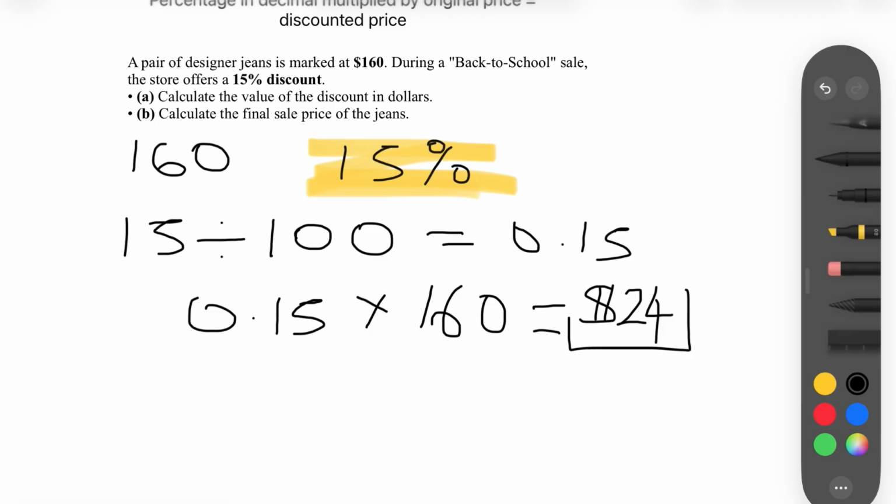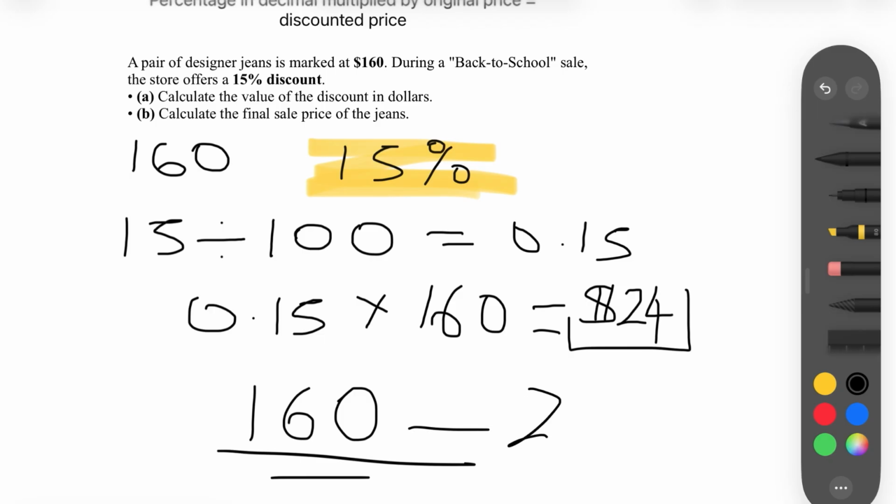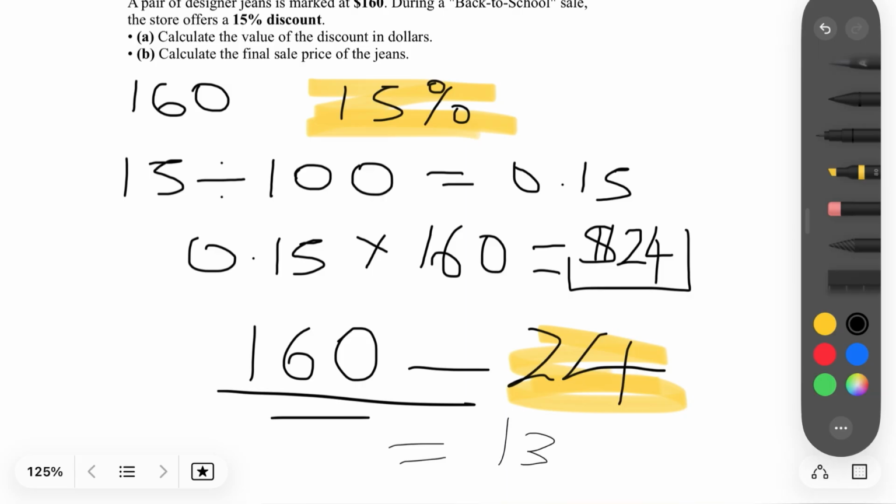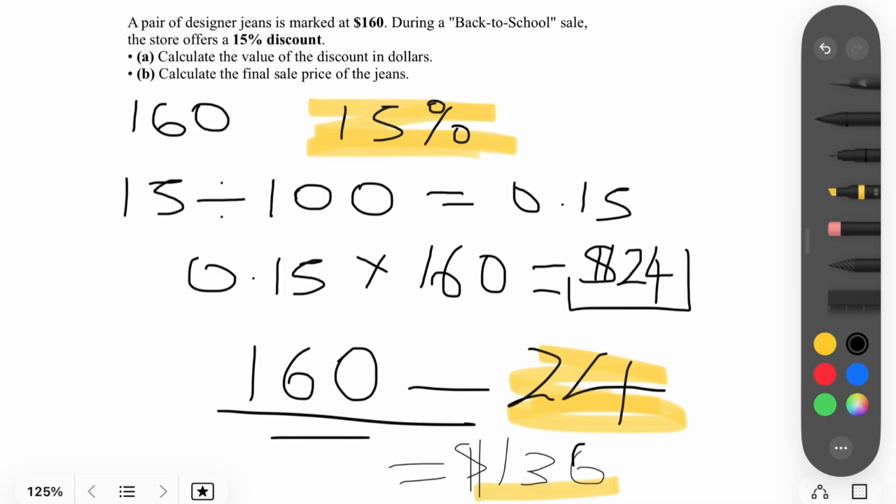So it says calculate the final sale price. It's basically saying that you should calculate the money that you are going to pay now, which all we have to do is subtract. It's simple subtraction, which is the original amount minus the amount that we're getting discounted on right now, which is this 24. And then we would get $136. Simple as that. Simple, simple, simple.